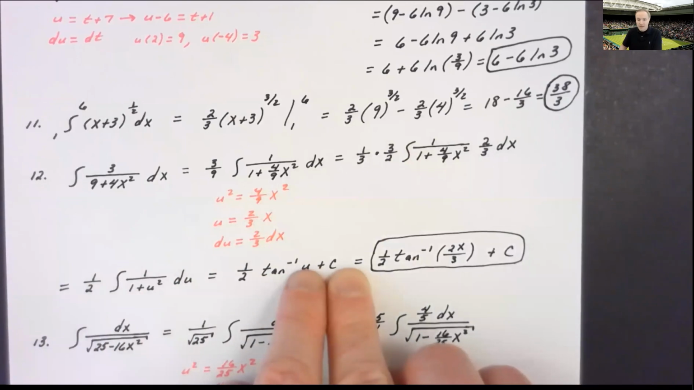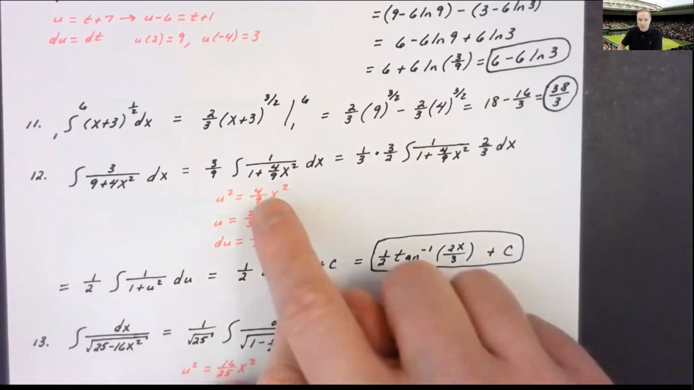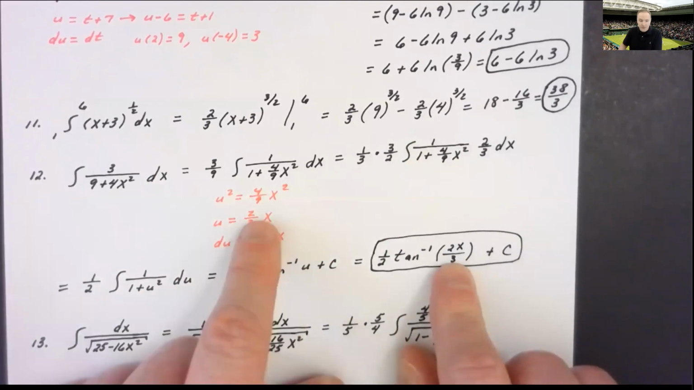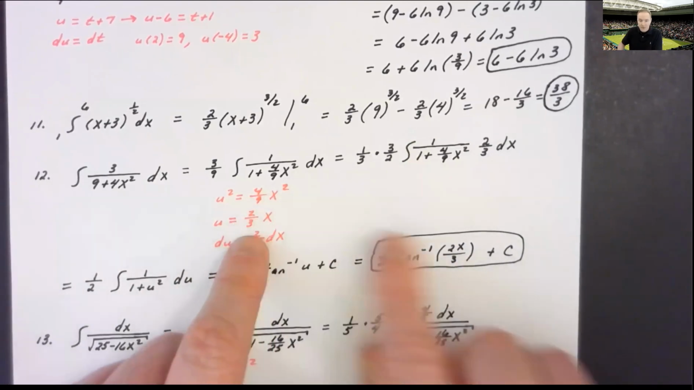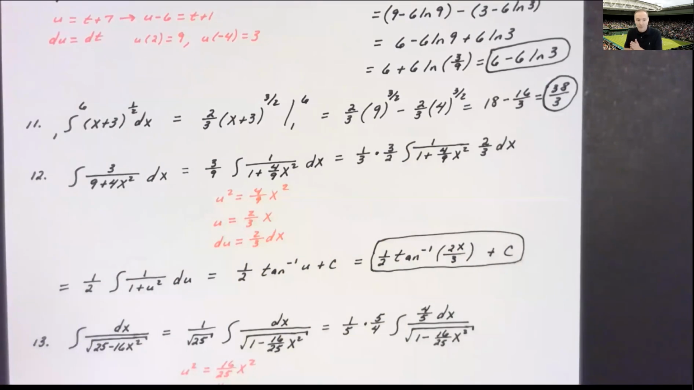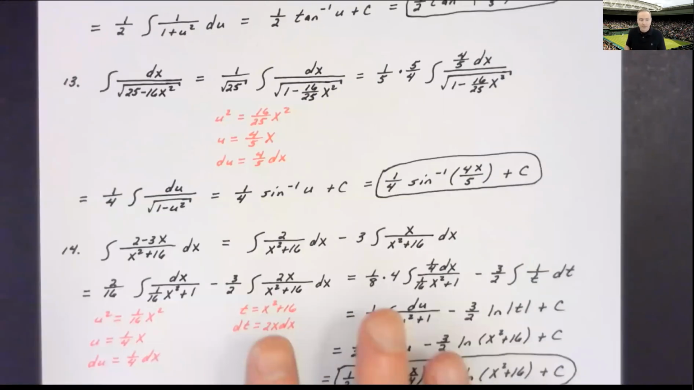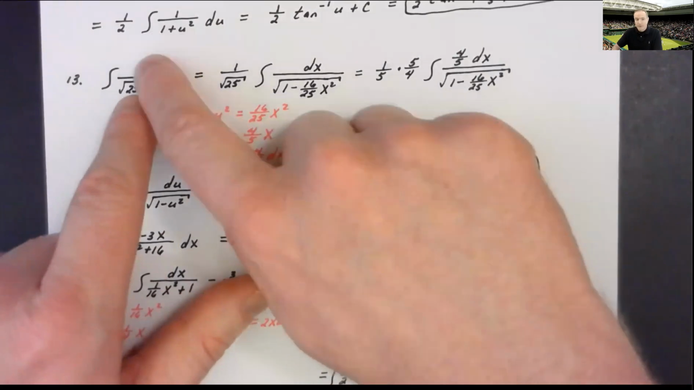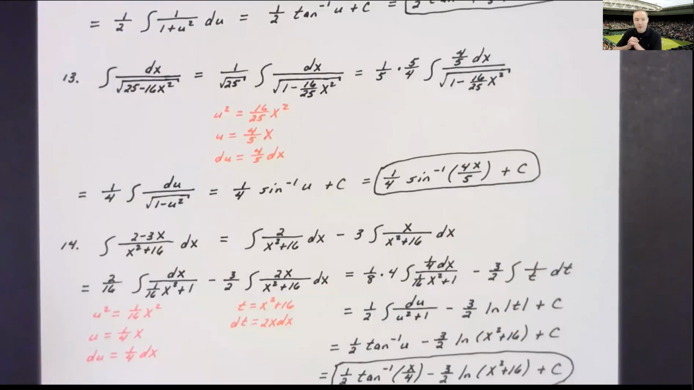And then I can say, well, u is just equal to 2/3 x, which inside of the inverse tangent function, I think looks better written as 2x over 3. So I get my final answer there. For 13, you have the integral of, remember, that's an understood 1 with that dx up there, the integral of 1 over the square root of 25 minus 16x squared integrated with respect to x.